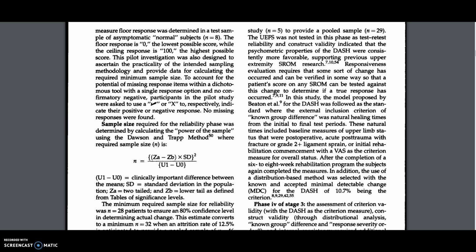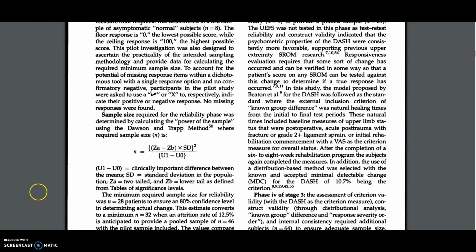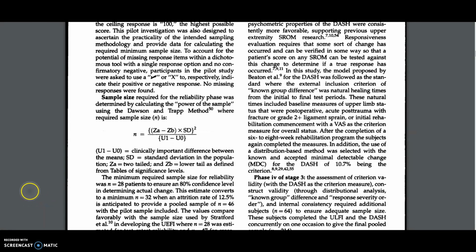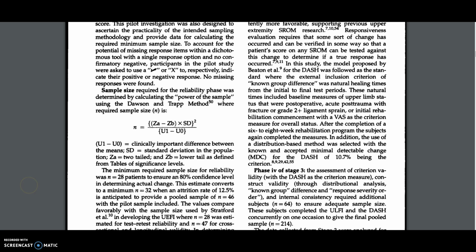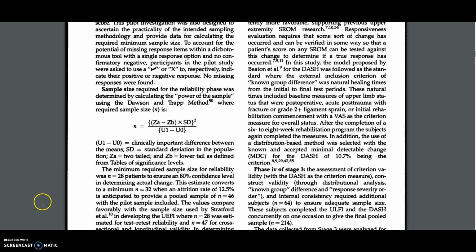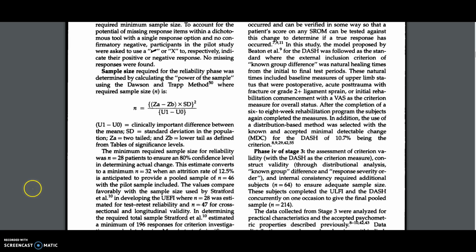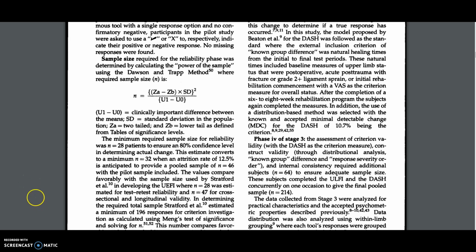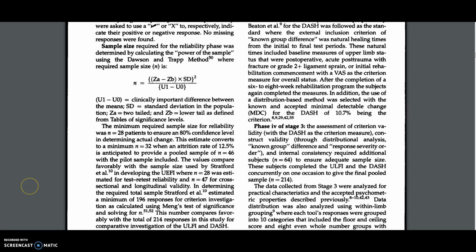In this study, the model proposed by Beaton et al. for the DASH was followed. So for responsiveness, they used the model proposed by Beaton et al., which is a different article provided, where the external inclusion criterion of the known group difference was natural healing times from the initial to final test periods. These natural times included baseline measures of upper limb status that were post-operative, acute post-trauma with fracture or grade 2+ ligament sprain, or initial rehabilitation commencement, with a VAS as the criterion measure for overall status.